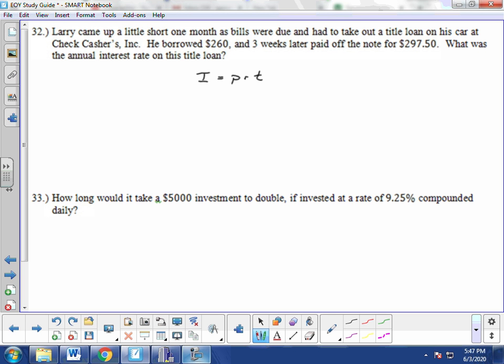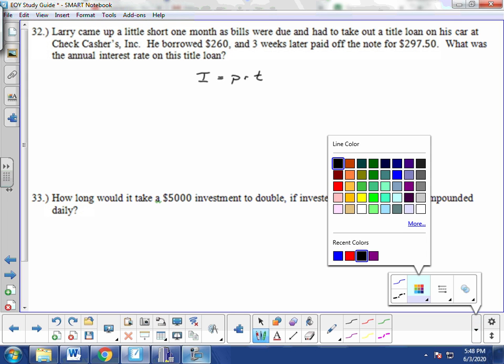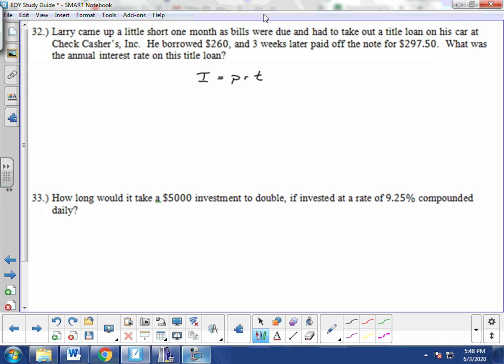So the interest here would be the difference between what he borrowed and what he had to pay back. So the interest here is the $37.50. The principal of the loan was the initial amount, what he borrowed, $260. The interest rate we don't know, so that's what we're trying to find. What's the annual interest rate?